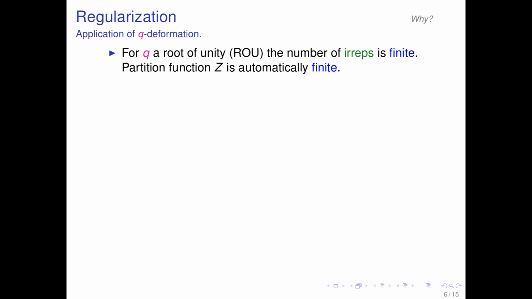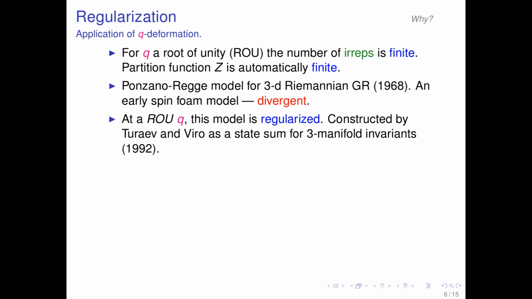So here are some reasons for why we want to look at q-deformation. One reason is regularization, using the fact that the number of irreps of the q-deformed algebra is finite. For example, the Ponzano-Regge model that was introduced for 3D Riemannian gravity was found to be divergent some time ago, and later Turaev and Viro showed that if this model is regularized by using a root of unity q, the expectation value, the partition function and other observables become finite and give you invariants of three-manifolds.